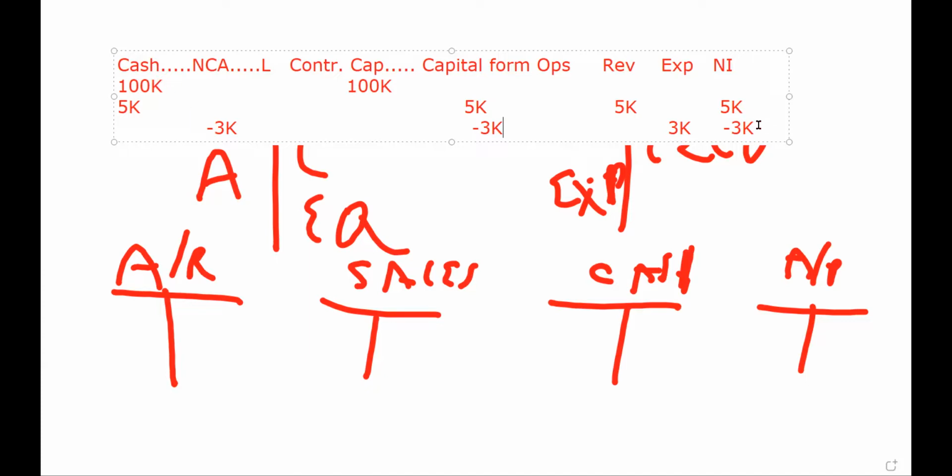I'm going to do one more transaction here. We'll do a service sale, but instead of cash, I'm going to have receivables to the tune of $10,000. I go over to revenue. I have a net income impact of 10K. Go back over to my retained earnings, and I'm going to have an effect of 10K. So this should be pretty familiar to all concerned.